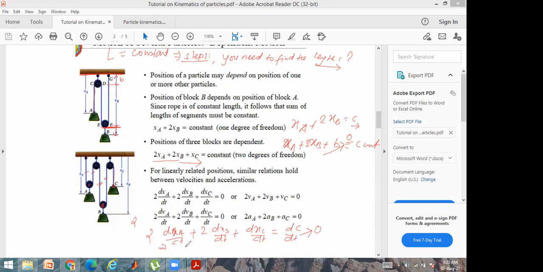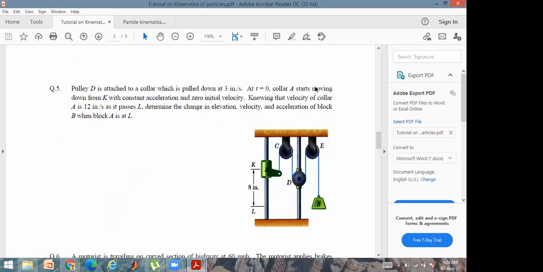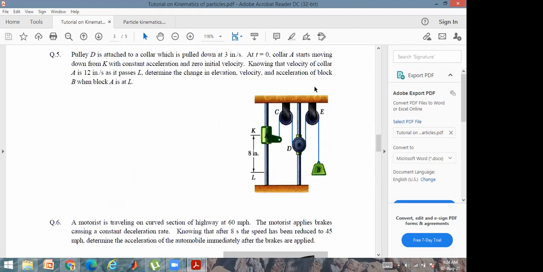So this can be written as 2VA plus 2VB plus 2VC is equal to 0. And similarly, you can write the acceleration, dv by dt, is equal to 0. This implies 2aA plus 2aB plus aC equals 0. Right? Yes, this is a very important concept. This concept can be solved by assuming the constant length. This is how you can solve this problem.